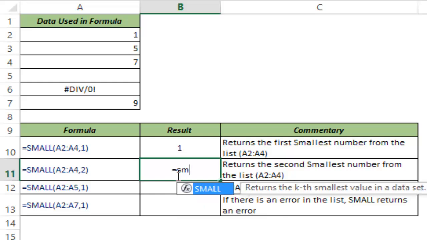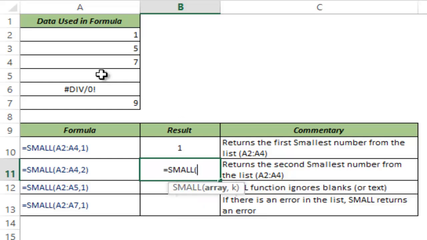If I want the second smallest value, then I would type this range, comma, and instead of 1, the k value would be 2. Now when I hit Control Enter, this gives me 5, which is the second smallest value.